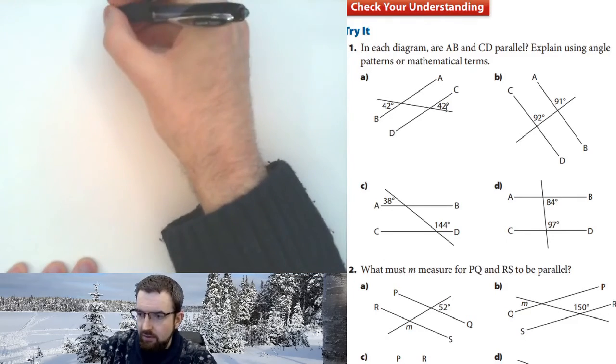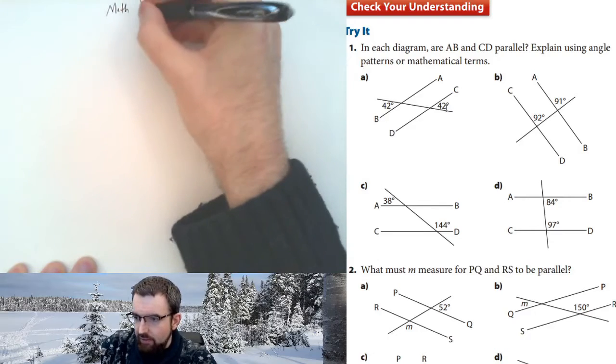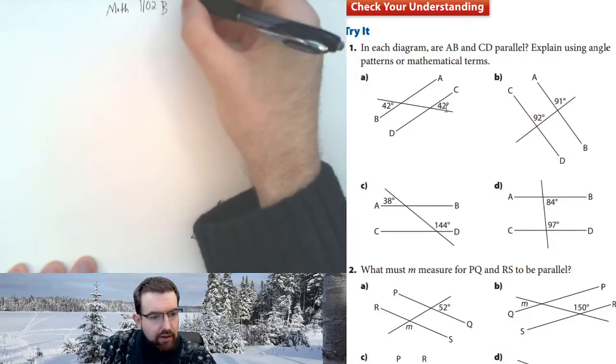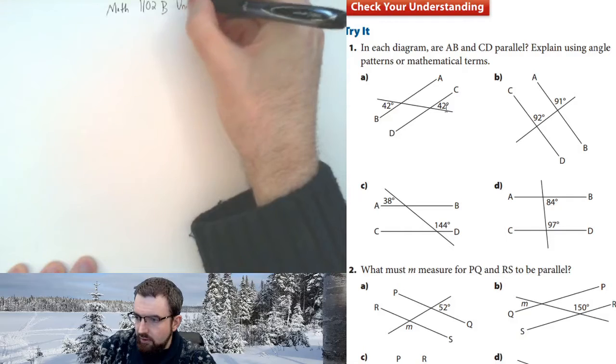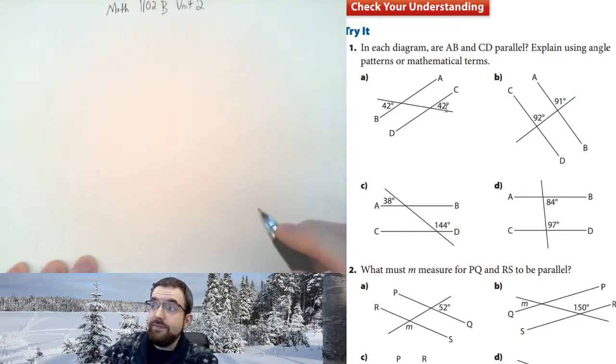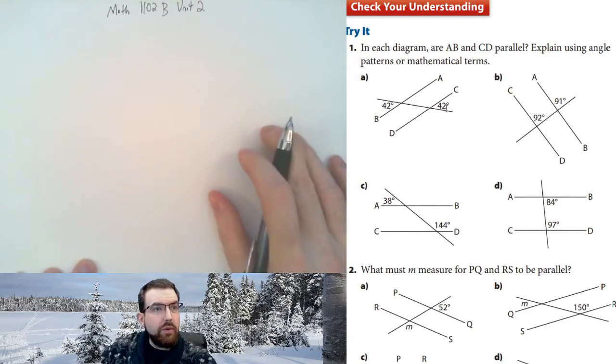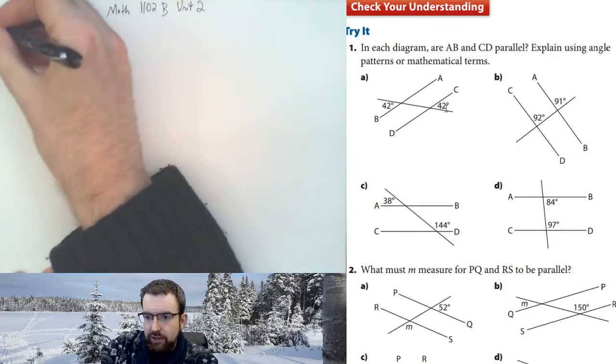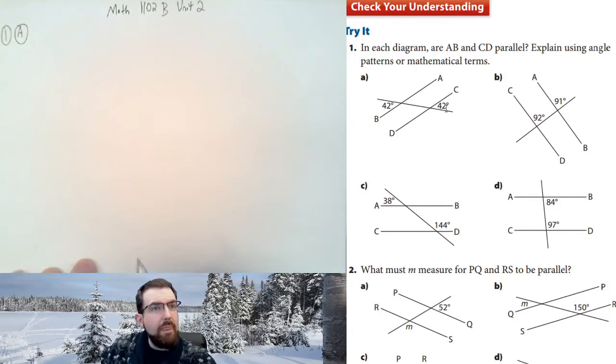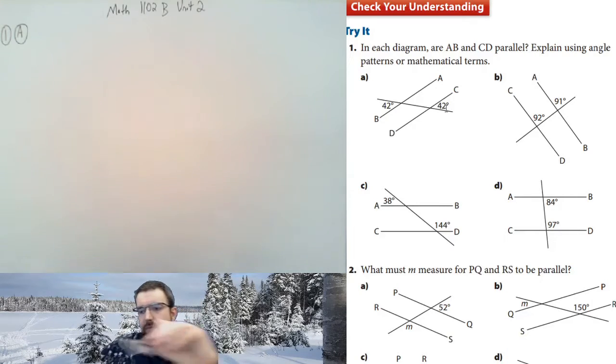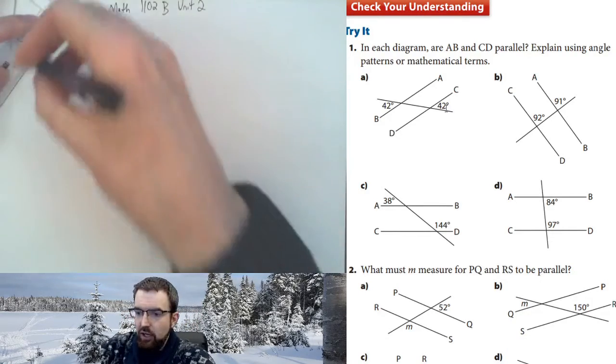So this is going to be Math 1102B, Unit 2. Okay, so now we're going to do 1A over here. In each diagram, are A, B, and C, D parallel? Explain using angle patterns or mathematical terms. So we basically have to use the diagram to explain if those lines are going to be parallel or not. All right, so I am on my paper here, I'm just going to draw these out as I go through.